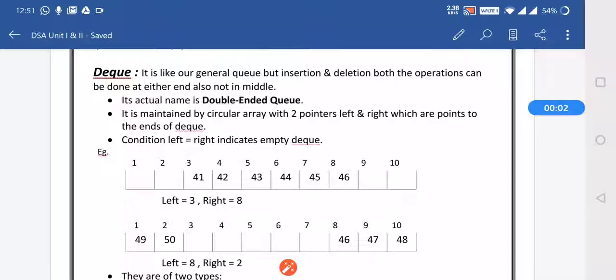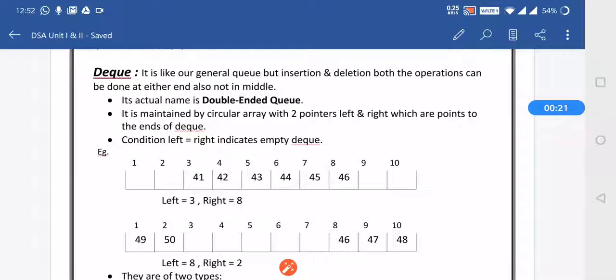So dear students, in our last section we have seen the multiple queue as well as circular queue. In this section we will see DQ. So what is DQ? DQ is nothing but double-ended queue, and that's why its name occurs as DQ.